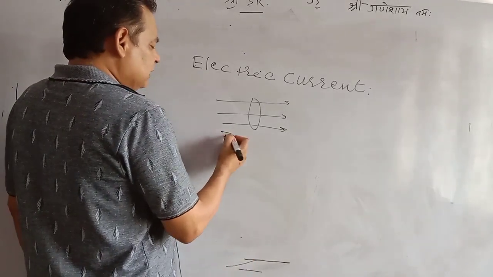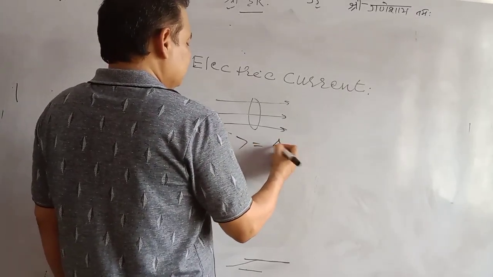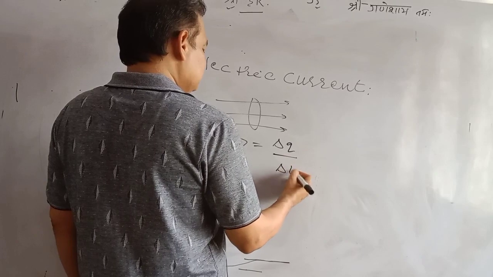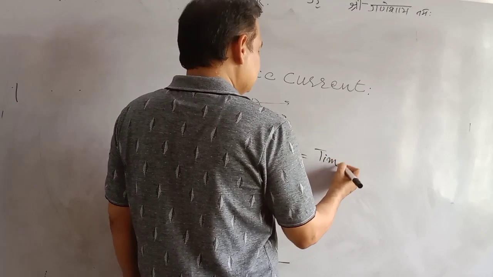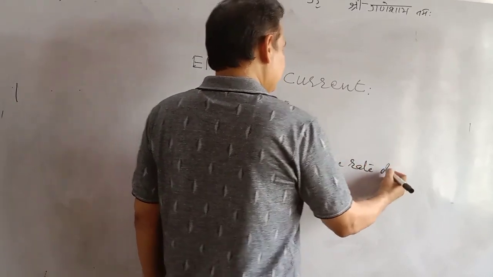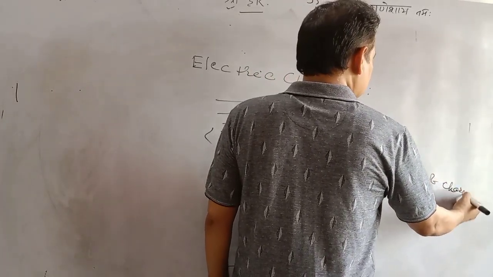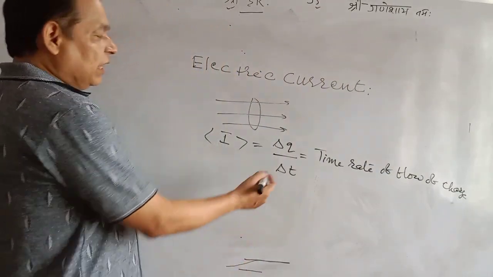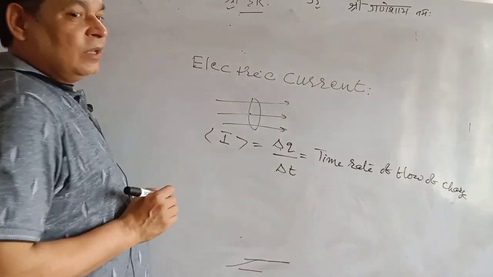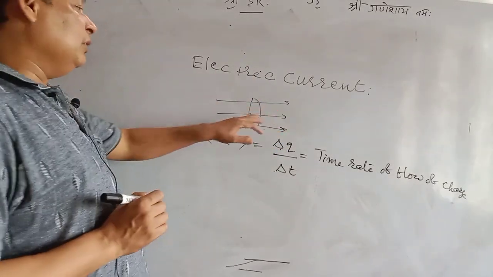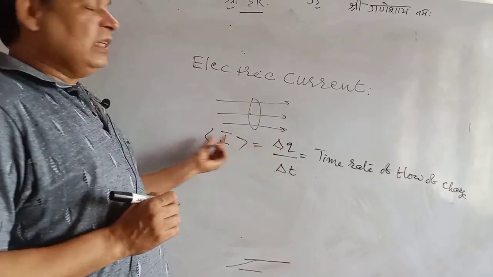And average current is defined as the rate of flow of charge. Rate means time rate of flow of charge. Suppose in delta t time, delta q charge flows through this given surface area, perpendicular to the surface and parallel or anti-parallel to this area, then this delta q by delta t is the average electric current.